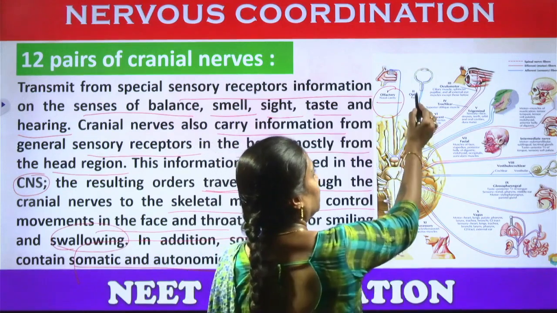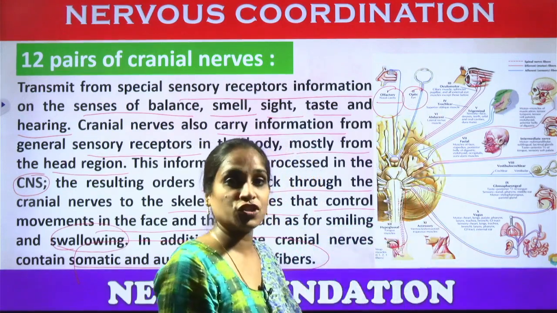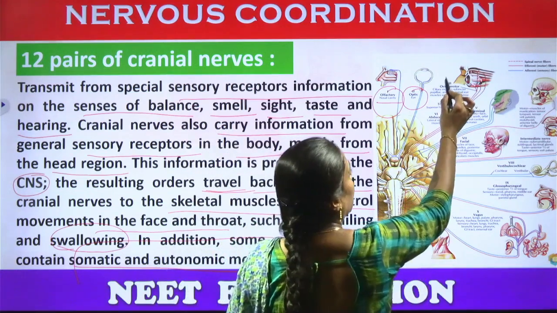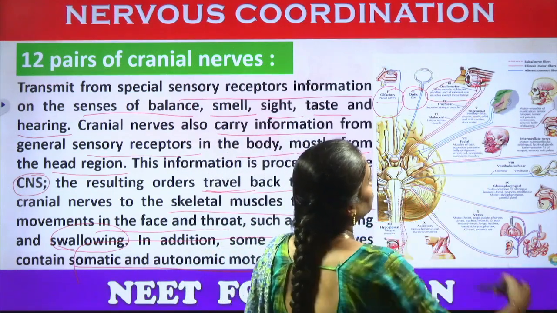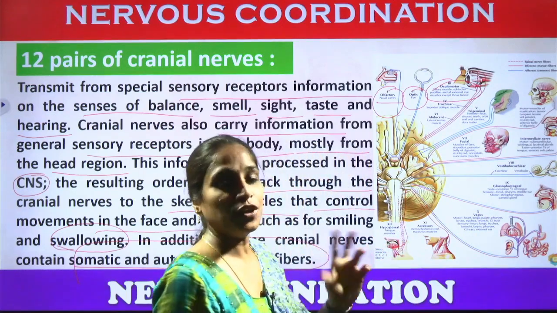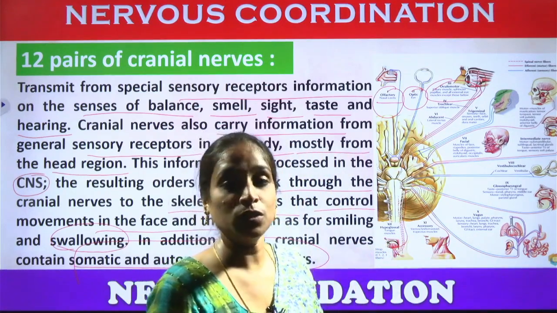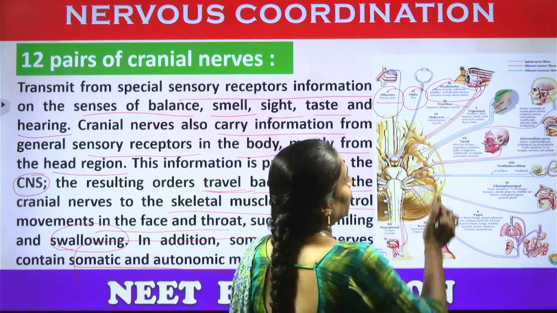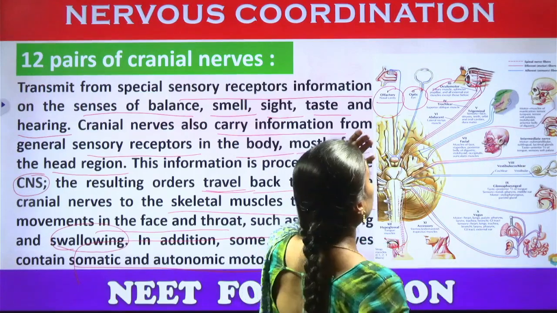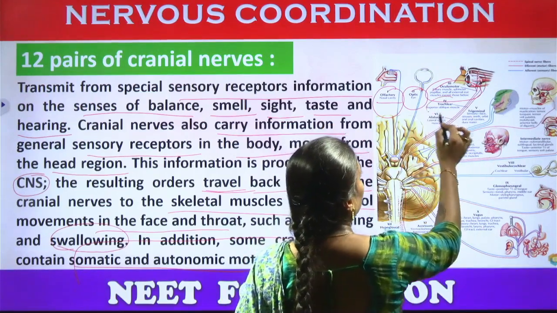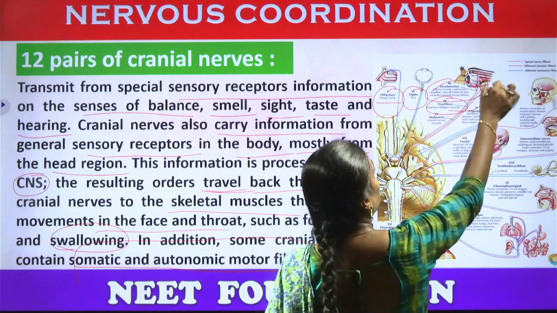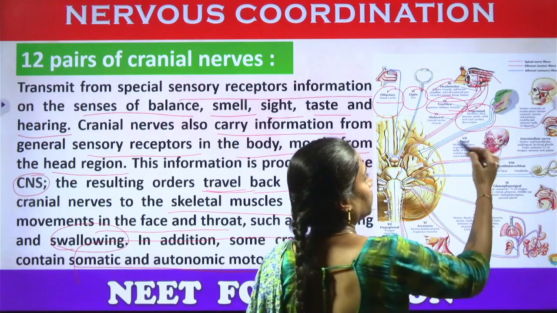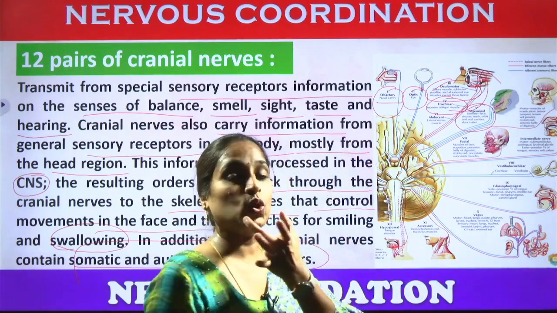What is the second nerve? It is the optic nerve, which is related to the eyes. The third one is the oculomotor nerve, which is responsible for the movement of the muscles attached to the eyes. And what is the fourth nerve? The trochlear nerve, also related to the movement of eye muscles. And what is the fifth nerve? The trigeminal nerve, with sensory supply to the face, sinuses, teeth, orbit and oral cavities.